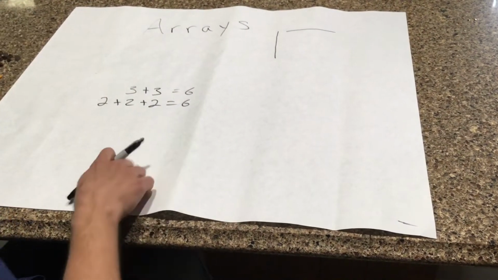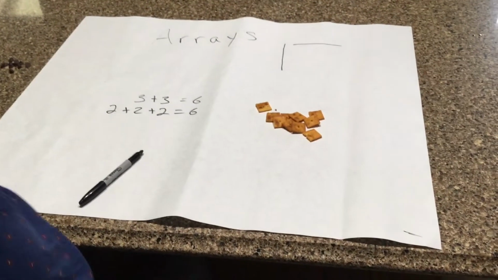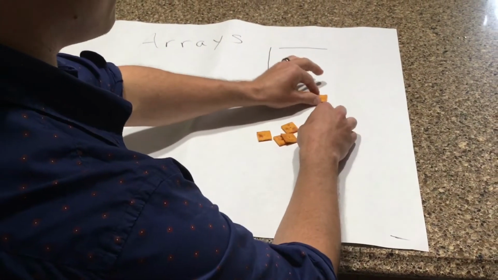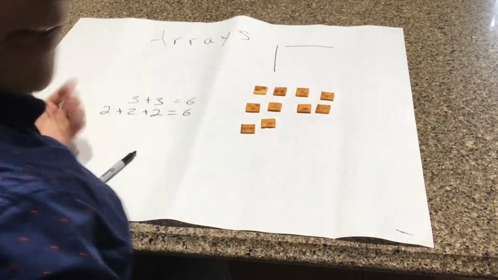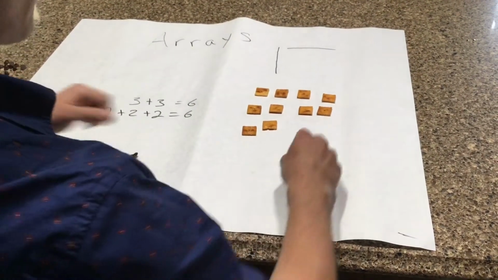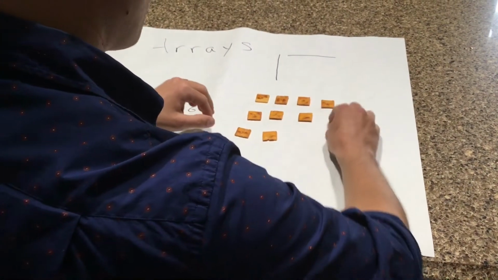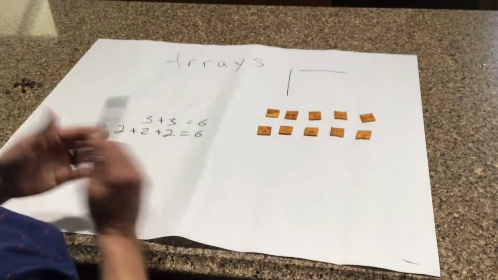All right, next example. I've got some Cheez-Its. Let's see how we can organize these Cheez-Its. Remember, we want to have equal groups. They can't be uneven. See? Can I do that? No, that's not going to work. Let's see. Sometimes we have to move them around a little bit until we get an equal group. It looks like this is equal though.